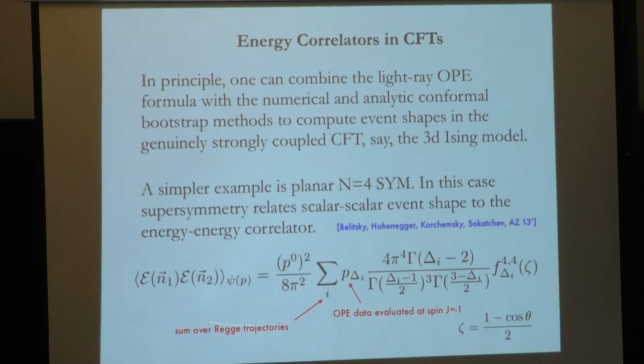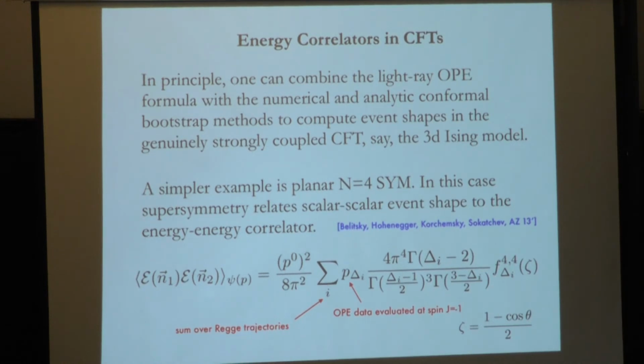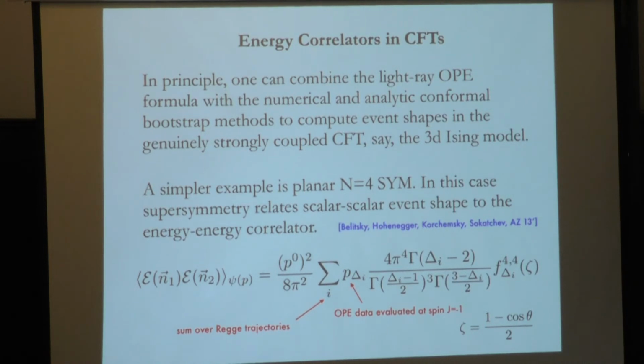Another maybe simpler example, which Grisha will probably talk about, is that we can do it in N equal 4. There, this OPE formula predicts the event shape, and you can use some supersymmetry to help you. But the point is that you can write an expression for the 2-point function of energy correlators, and this is a finite coupling formula. So event shapes in N equal 4 should admit this expansion where these coefficients are OPE data of certain operators evaluated at spin equal -1.